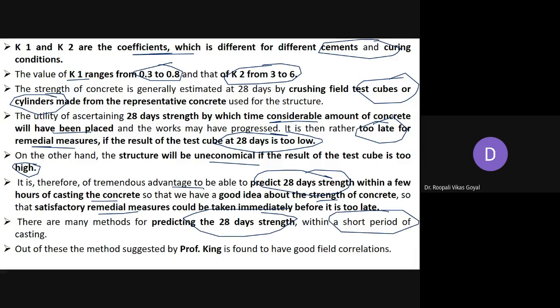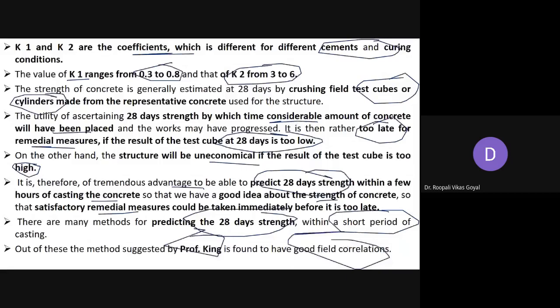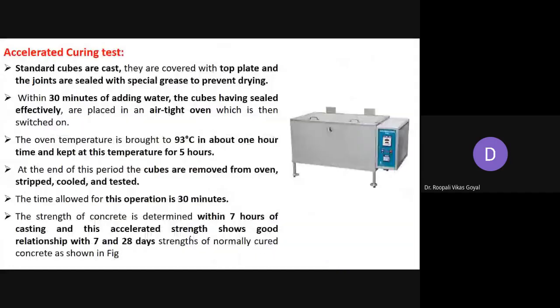And one of the most suggested methods, which has a good field correlation also, is King's method. This is called King's accelerated curing test, and it gives the test result within 7 hours. So instead of 28 days, within 7 hours you can attain the strength. This is a very simple test, called the accelerated curing test.